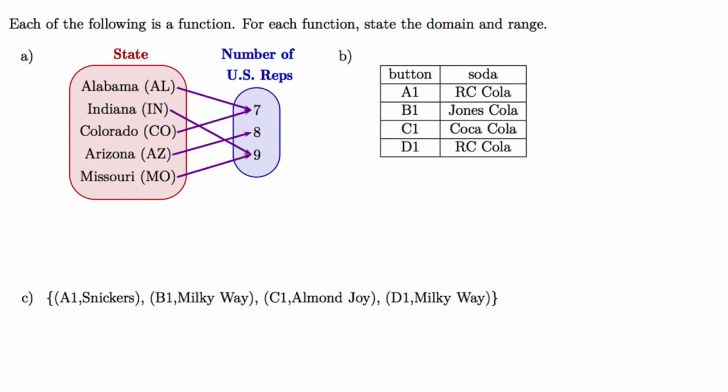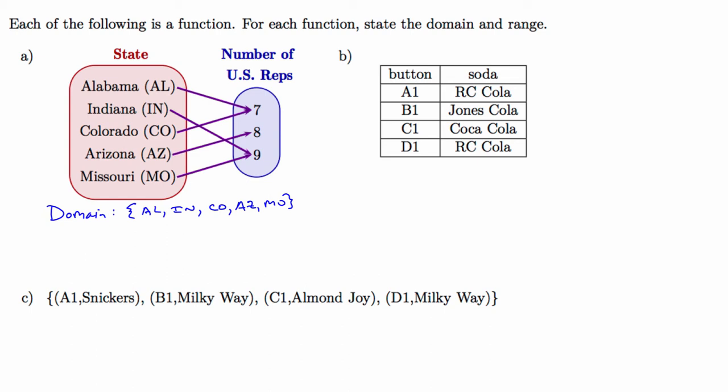The domain is going to be the set of all possible inputs. Since the states themselves are the inputs in this example, the domain will then be the set of Alabama, Indiana, Colorado, Arizona, and Missouri. It is important to recognize that the definition of the domain is that it is the set of all possible inputs, and so when I write down the domain, I do need to write it as a set.